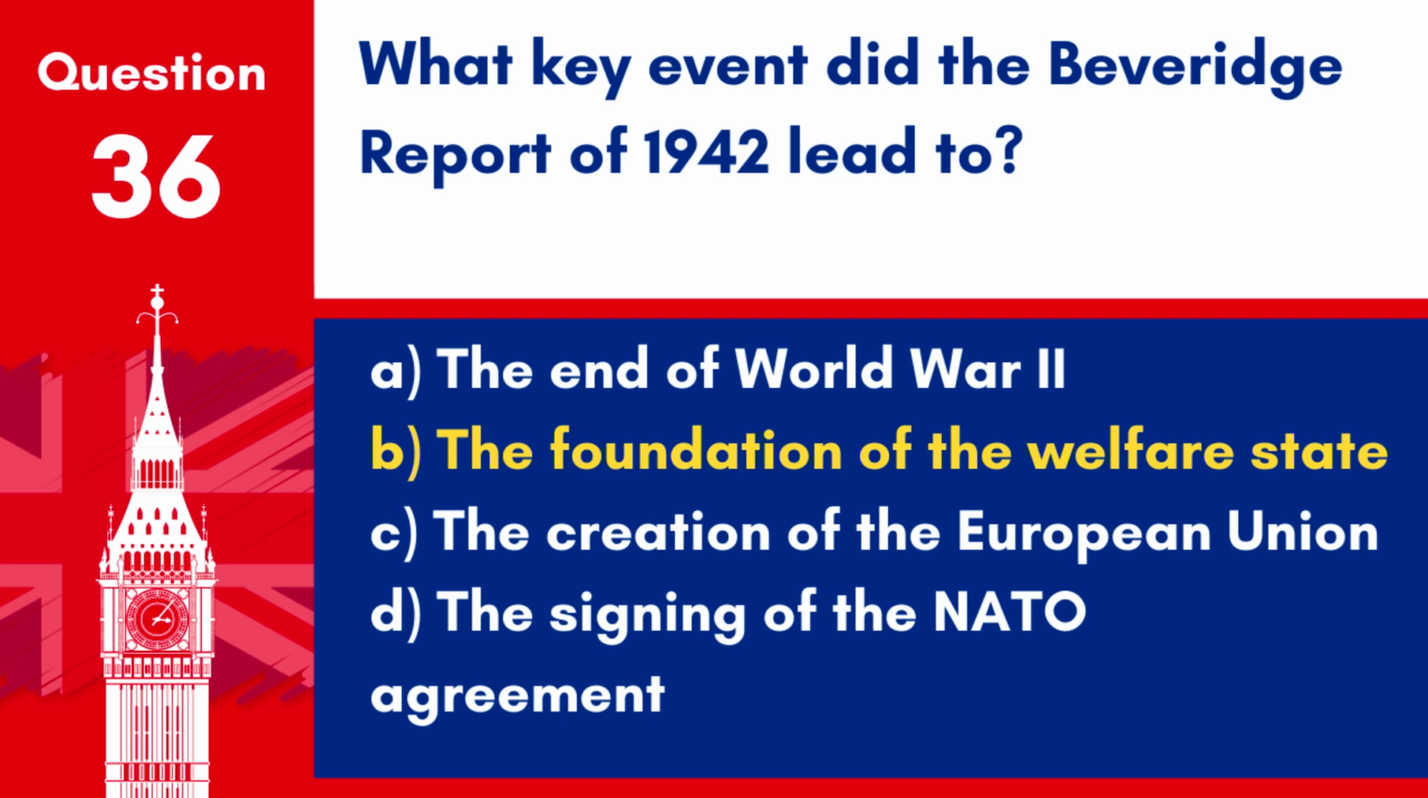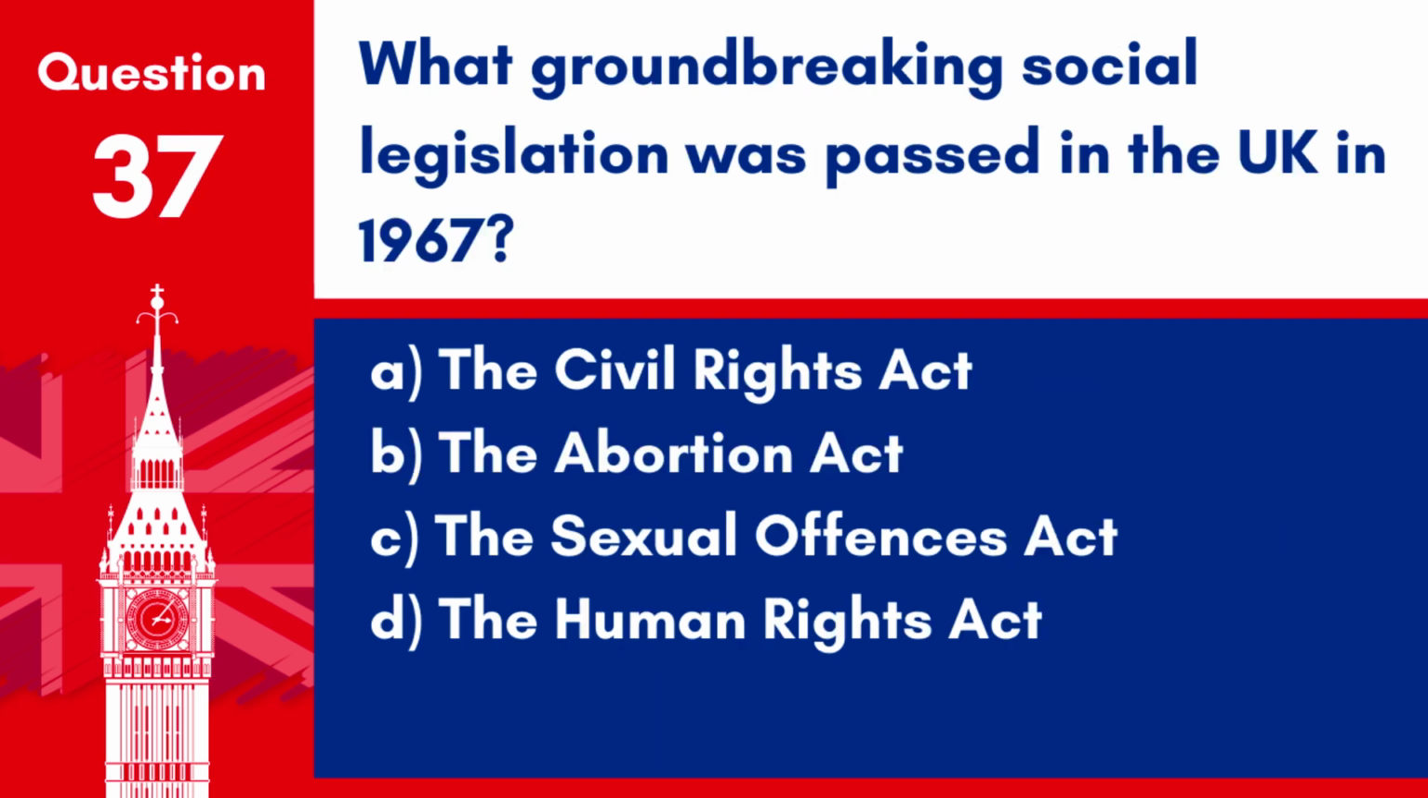Answer: B. The foundation of the welfare state. The Beveridge Report led to the foundation of the welfare state in the UK. Question 37. What groundbreaking social legislation was passed in the UK in 1967? A. The Civil Rights Act. B. The Abortion Act. C. The Sexual Offences Act. D.